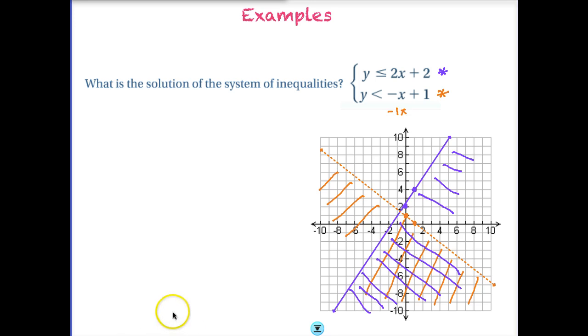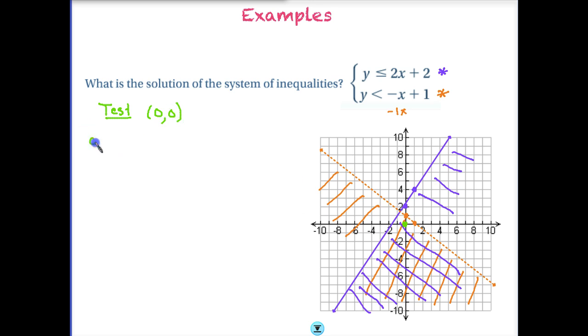And again, just to be on the safe side, let's pick a point somewhere in this solution area. I always find the easiest point, if it's in the solution area, is 0, 0, which this one is. So I'm going to go ahead and test 0, 0 again and just make sure that point works in both of my equations. So let's test 0, 0.